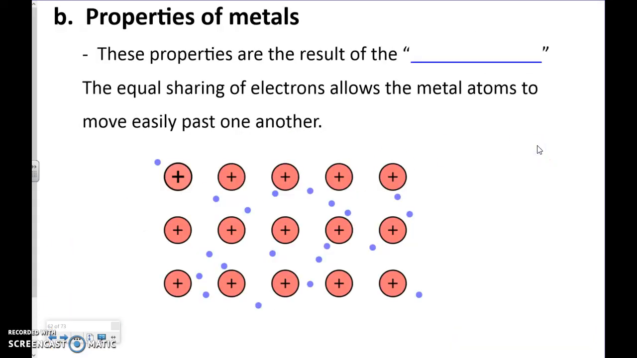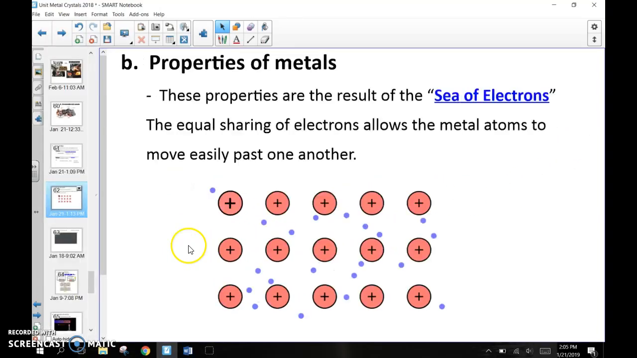Properties of metals are really unique compared to your other materials, so polymer and ceramics and glass, and that's because of their sea of electrons. We've talked about this a couple times, you guys. You really should know this. Sea of electrons is that equal sharing of these electrons that allows us to go all over the place.